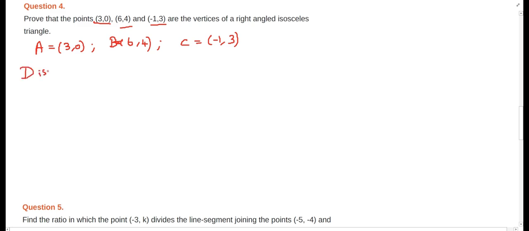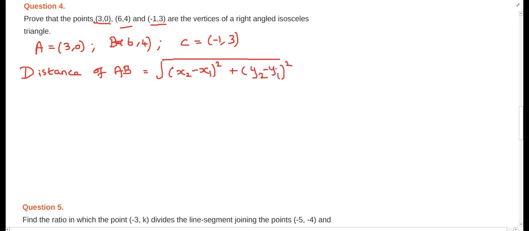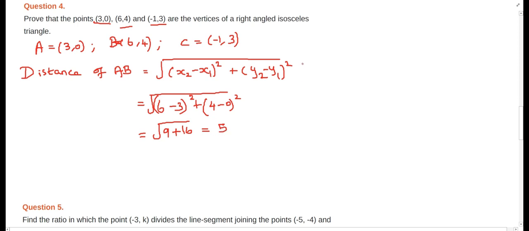So distance of AB is equal to root of (x2 minus x1) whole square plus (y2 minus y1) whole square. So here the distance of AB is root of (6 minus 3) whole square plus (4 minus 0) whole square, which is equal to 3 square, that is 9, plus 4 square is 16, so 25. Root of 25 is 5. So distance of AB is 5.